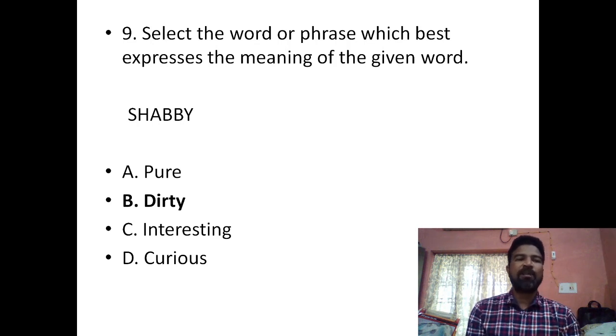Don't keep your room shabby. Bachelors' rooms are very often shabby. You're looking very shabby in this dress. Shabby looking people are always disliked by others. So shabby means dirty. That's what it means. Moving on to the next question.